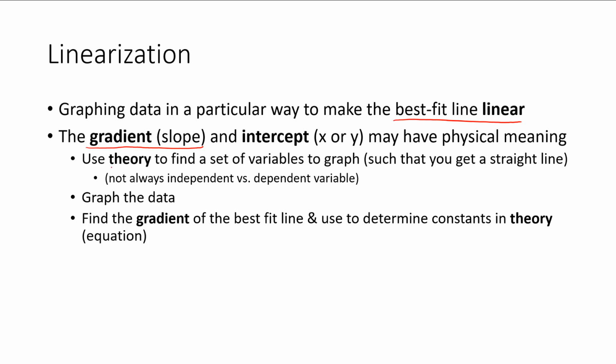So what we do is we use theory, we use what we know to find a set of variables that we want to graph such that we get a straight line. And it's usually not going to be just the variables we measure directly. It's usually not directly the independent and dependent variable. Usually we have to process our variables to graph.